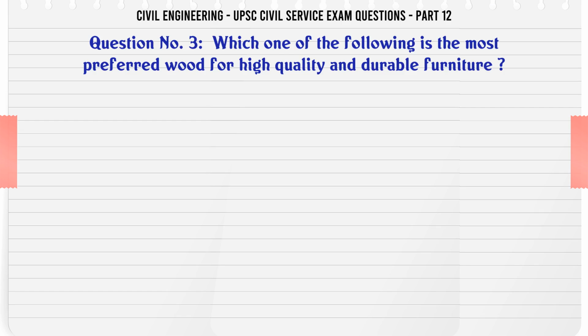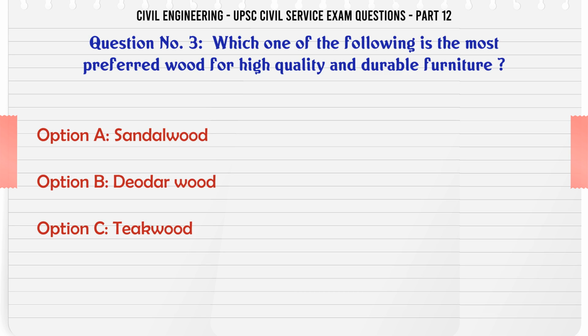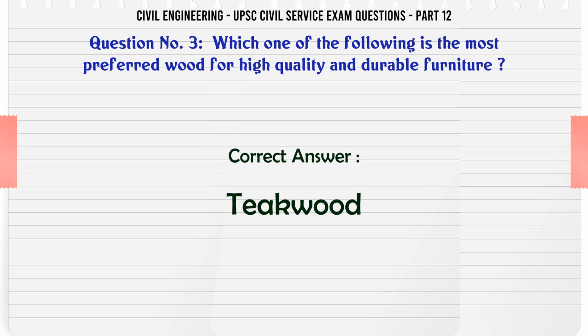Which one of the following is the most preferred wood for high quality and durable furniture? A. Sandalwood. B. Deodar wood. C. Teak wood. D. Shisham wood. The correct answer is teak wood.